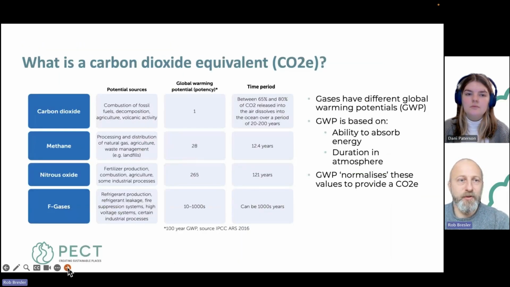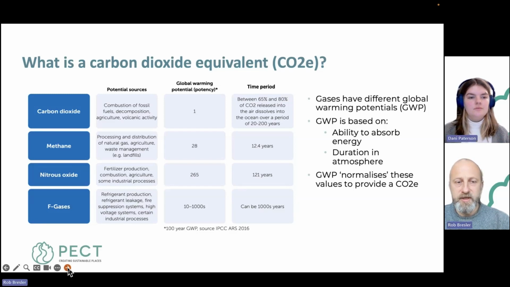I'll put this in tabular form for you as well, just so you can see where these come from. But it's really important to understand what gases you're emitting and where they're coming from. Making a small change in the leaks from your air conditioning units can have a far greater impact than some other smaller activities that you have. So it's very important to look at all of these in the round.